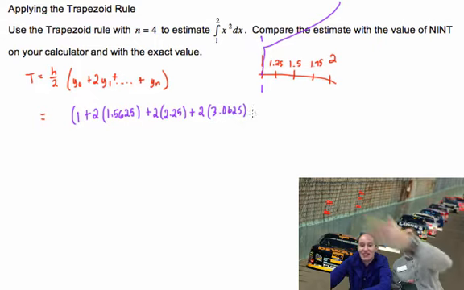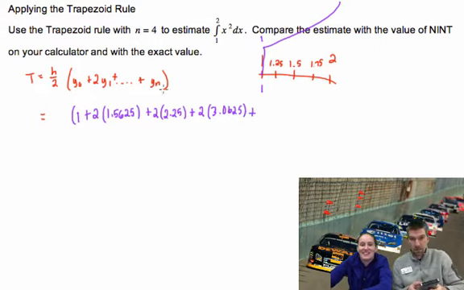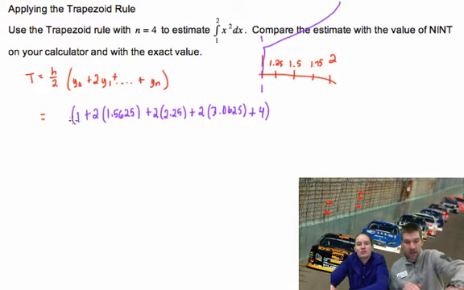Plus, and then nothing else, just the last one now. 2 squared, that's 4. All right, now we've got to figure out this h over 2.